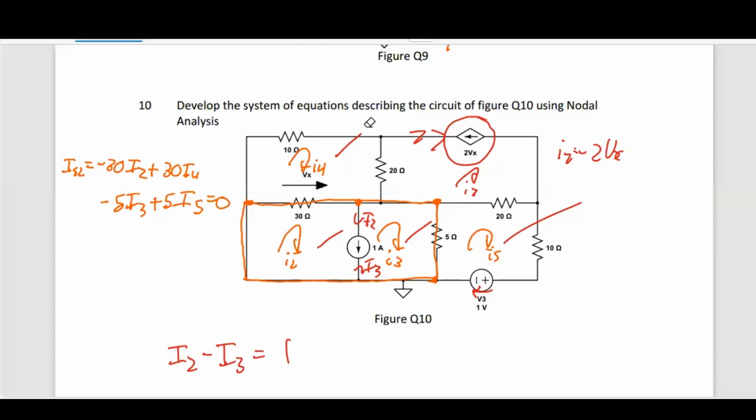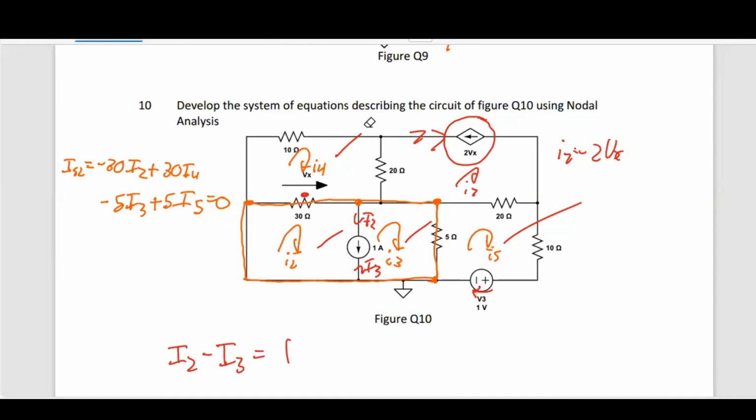I hope that helped. Super loops have three equations: I2, I3, and the link equation. Well, actually, they don't always have three equations. It depends on which resistors you're going through.